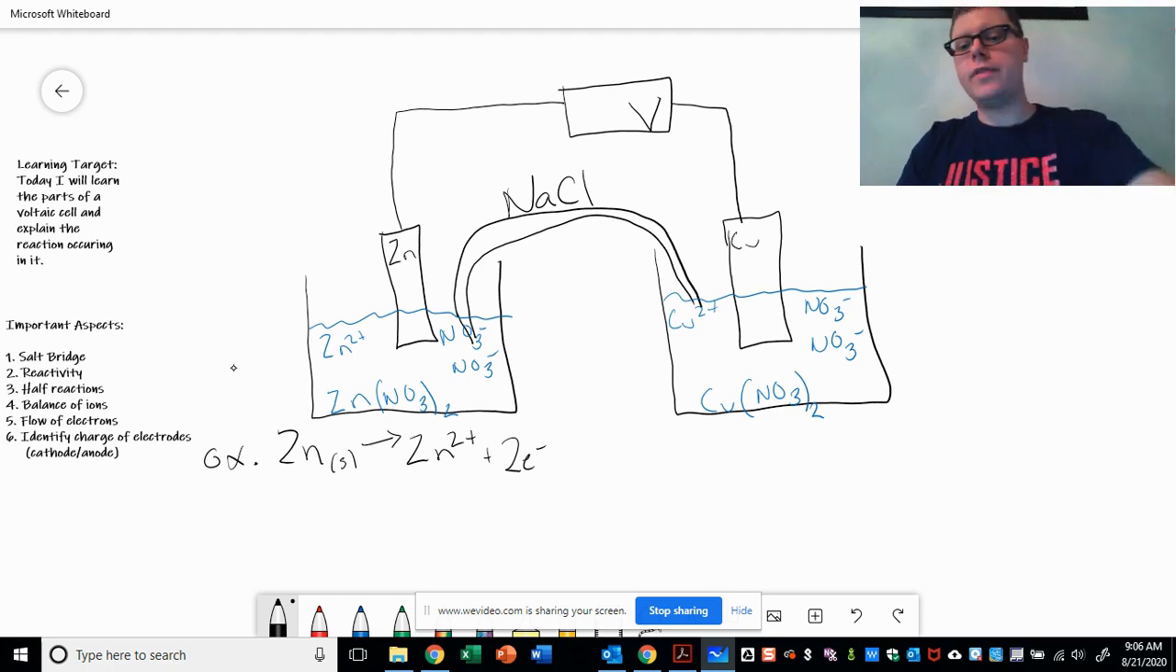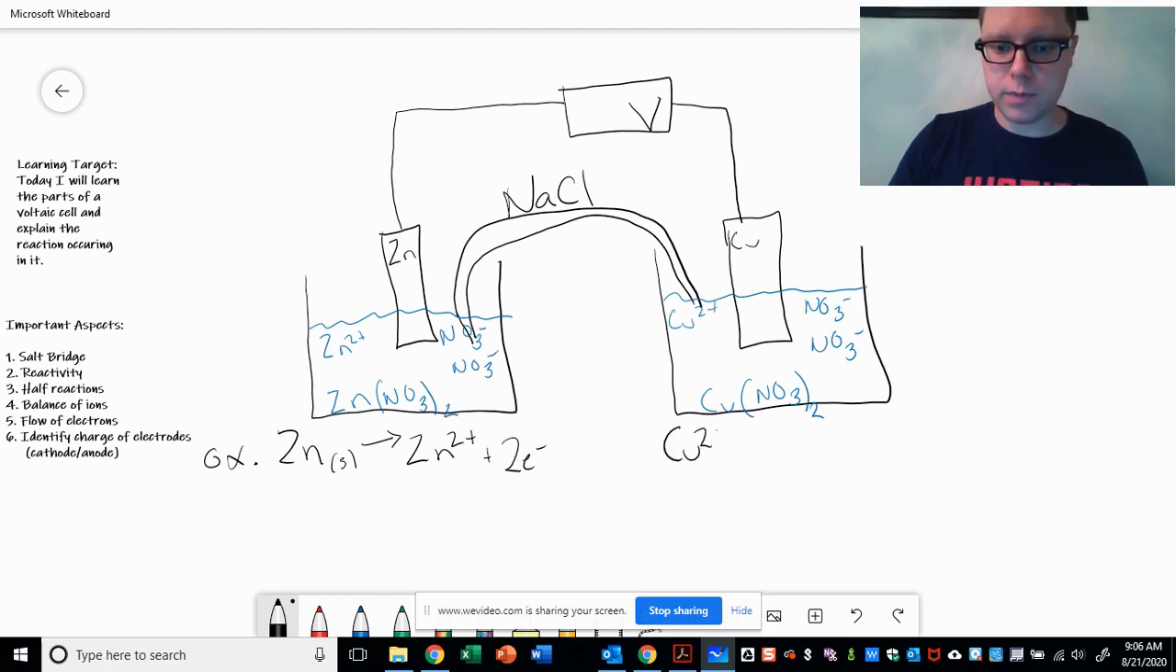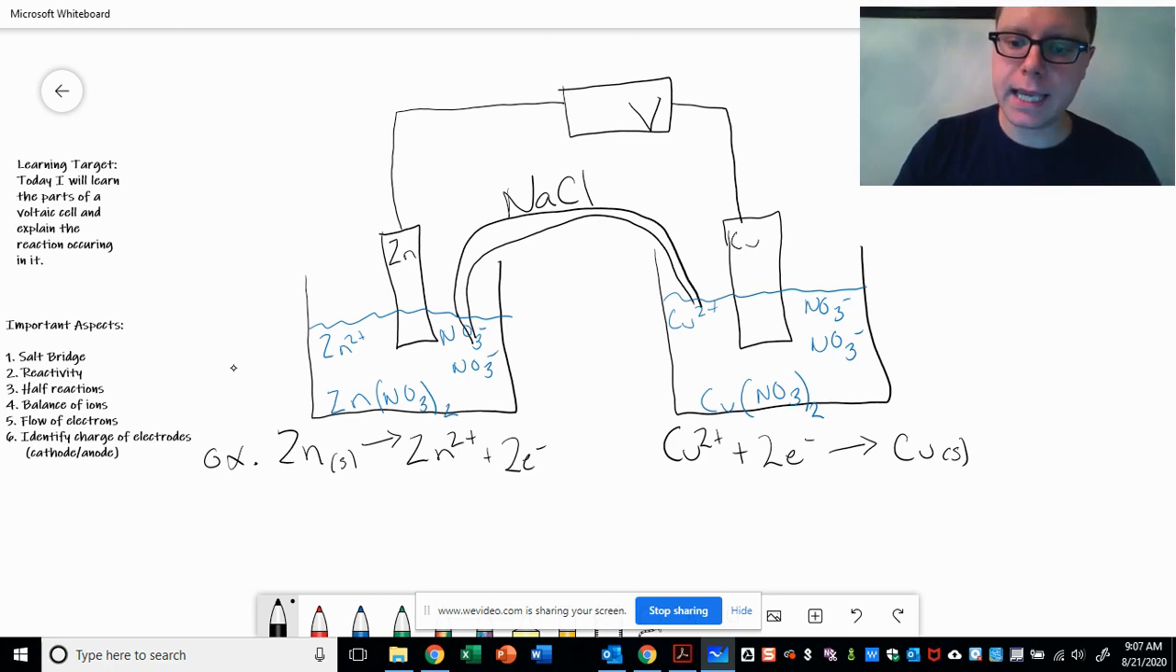On the opposite side, for our half reaction, we are basically going to do the opposite. We're going to start with our ion. So here we have copper, which is going to be a 2+ because it's copper 2. It's going to balance its charge with 2 electrons, and it's going to form solid copper. Here, because it's beginning and it's gaining electrons in the beginning, we call this a reduction reaction. So there we have our half reaction.